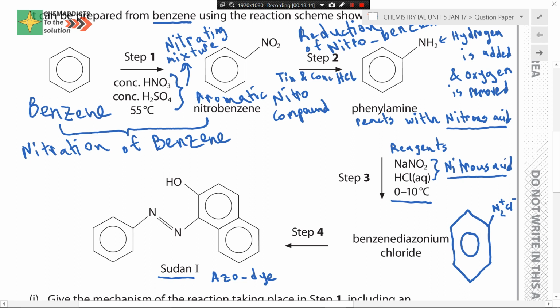So the condition for this reaction is dilute sodium hydroxide. Under alkaline condition we need to give the reagent. Which is the reagent? Phenol. Basically, benzene diazonium chloride will react with phenol or its derivatives.